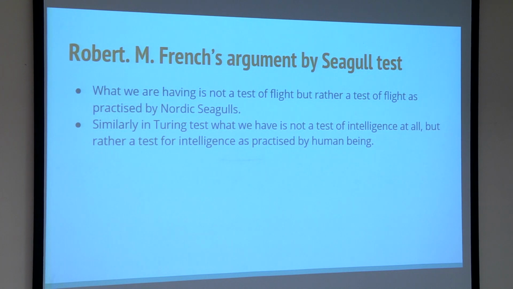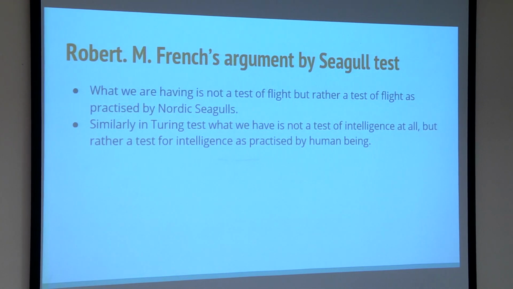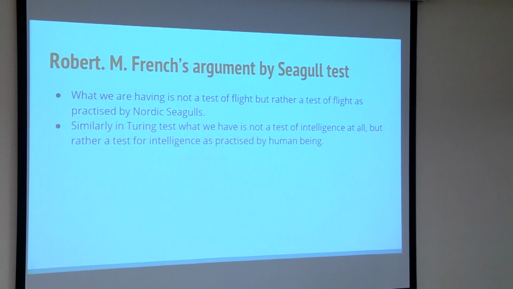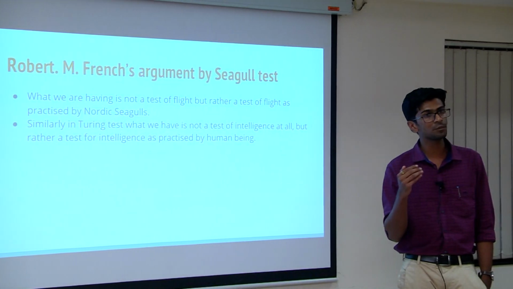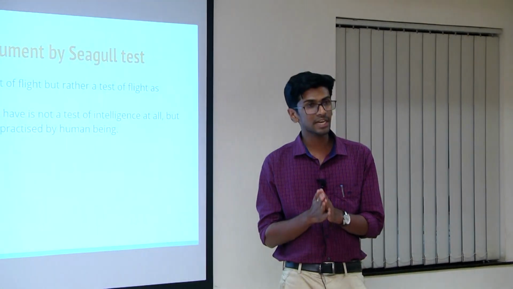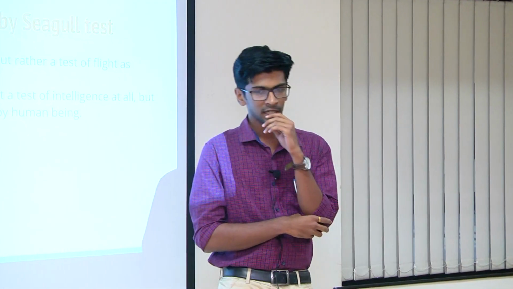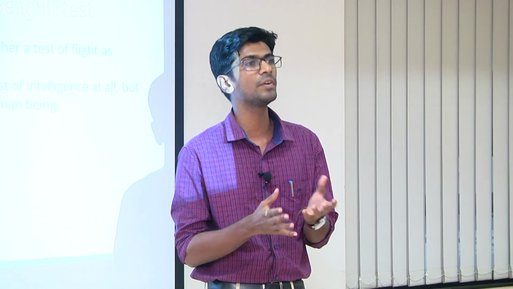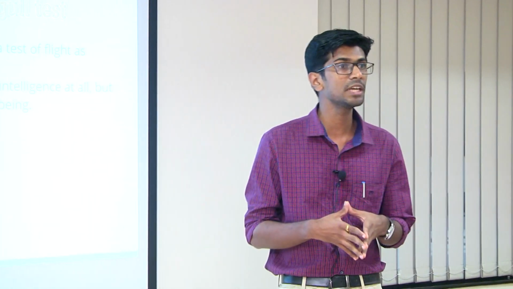So what we have is not a test for flight, but rather a test for flight as practiced by seagulls. Similarly, what we have right now is not a test for intelligence at all. It's a test for intelligence as practiced by humans. So what he tries to say is that instead of having a test, we need a theory of intelligence. That is the most important thing. That's what he highlights in the paper.